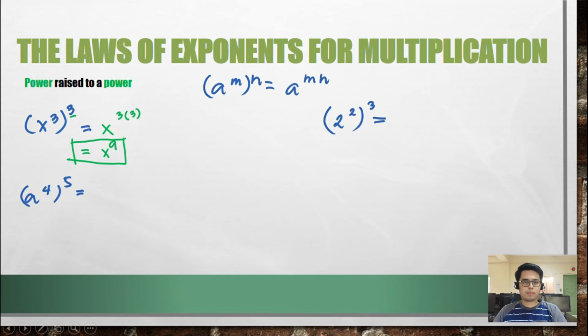Okay, next. A to the 4th, quantity raised to 5. So, pwede nyo nang i-skip yung step na ito para madali tayo. But in the sense of demonstrating, papakita ko yung complete solution. So, we have a to the 4th times 5. Okay. Then, 4 times 5, a to the 20th power. Okay?